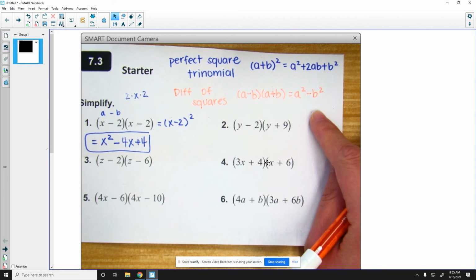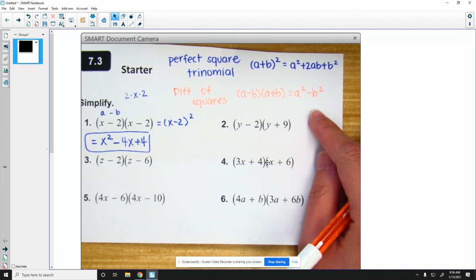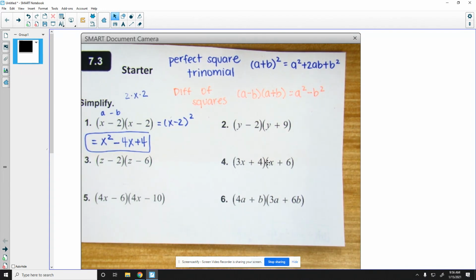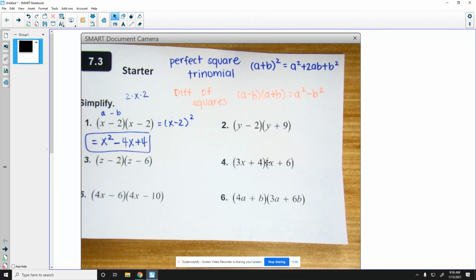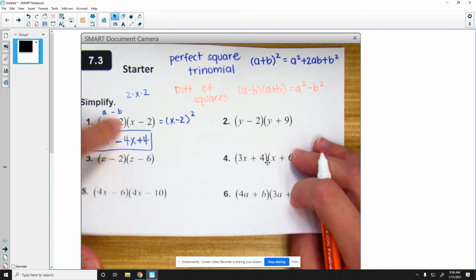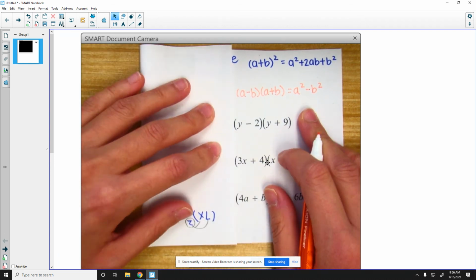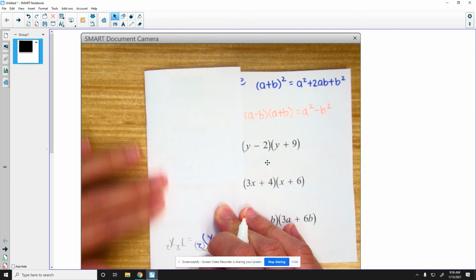So let's see if I can find one. Oh my gosh. Wait, why didn't I have what? I know, I was just about to say, the starter sucks. Yeah, the starter does suck, sorry. Okay, so maybe let's go to the left. Can you just turn your page to the left so you have a little bit of room?